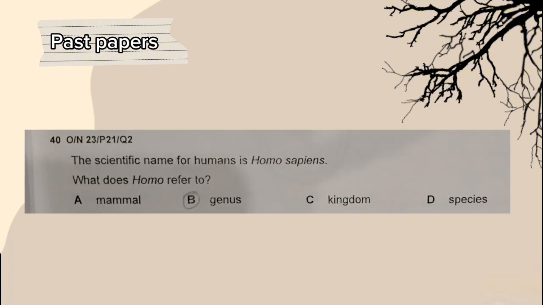Question number 9. The scientific name for humans is Homo sapiens. What does Homo refer to? A. Mammal? B. Genus? C. Kingdom? D. Species? So, the correct option is B.